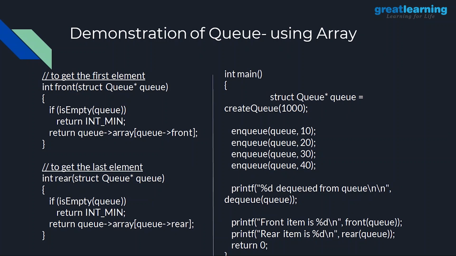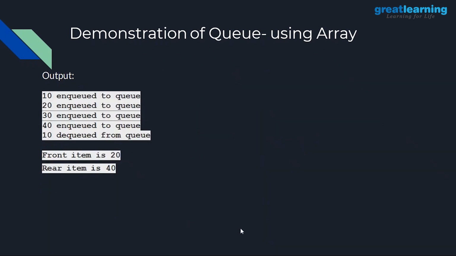Now let's see the front and the rear, how we use those. Basically, if we try to get the first element, we just return whatever is at the front, and to get the last element, we just return whatever is at the rear. This is the main function, where we are just inserting a few elements in the queue, 10, 20, 30, 40, and then we dequeued one element. What will be dequeued? 10. Then we ask what is the front element, it will be 20, and the rear element will be 40. This is the output of the program that we just saw.